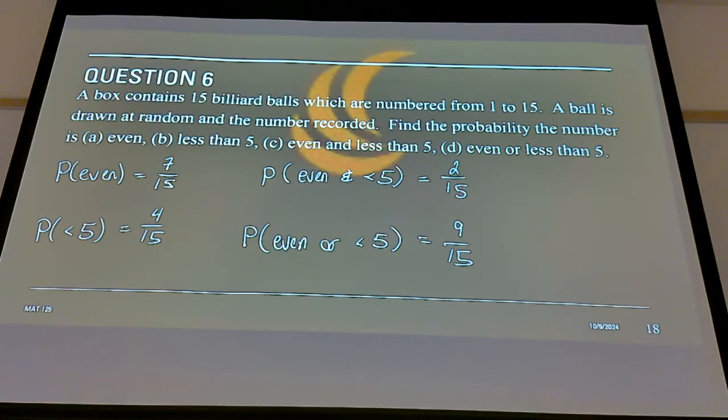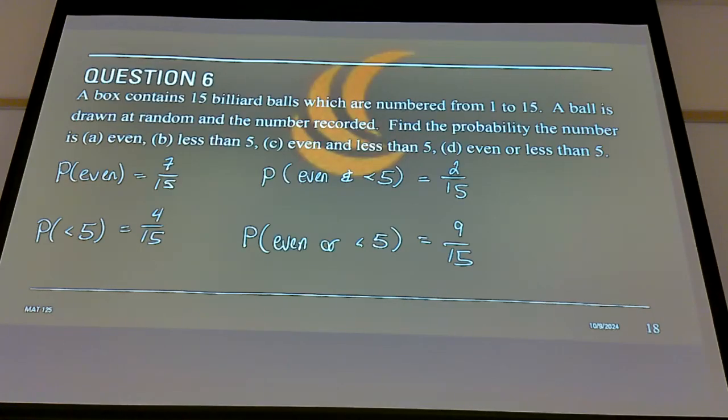So how many numbers are less than 5? I'm not saying even and less, I'm saying how many numbers are less than 5? It's 4. List them out. 1, 2, 3, 4. Now, how many even numbers are there between 1 and 15? 2, 4, 6, 8, 10, 12, 14. That's 7, and good, you listed them out.